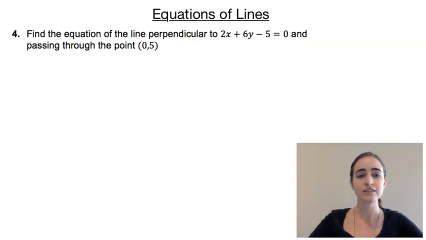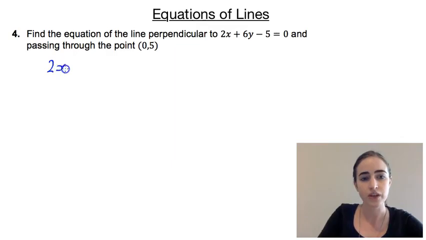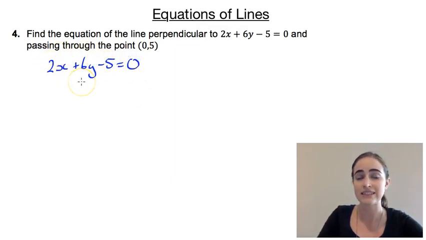Our last example asks us to find the equation of the line perpendicular to 2x plus 6y minus 5 equals 0 and passing through the point (0, 5). So because we want the line perpendicular to this one, the first thing we're going to have to do is find the gradient of this initial line. So if we've got the equation 2x plus 6y minus 5 is equal to 0, we're going to have to rearrange this into gradient intercept form, so we need to get the y as the subject of the equation. So let's move the 2x and the minus 5 over to the right-hand side. So we're going to have 6y equals minus 2x plus 5.